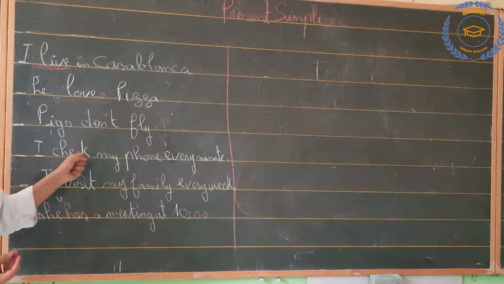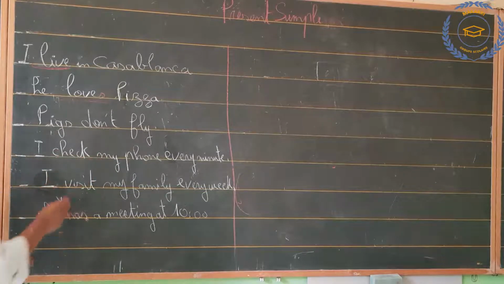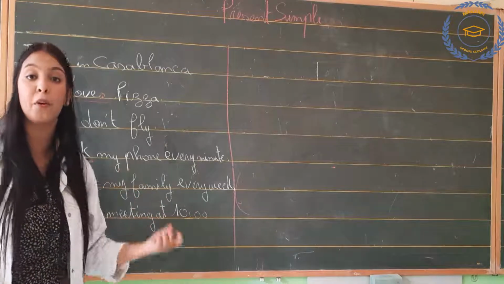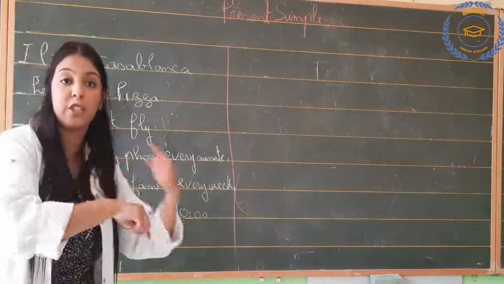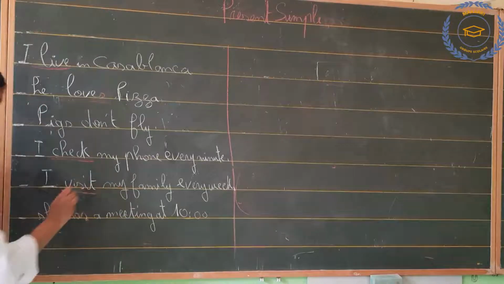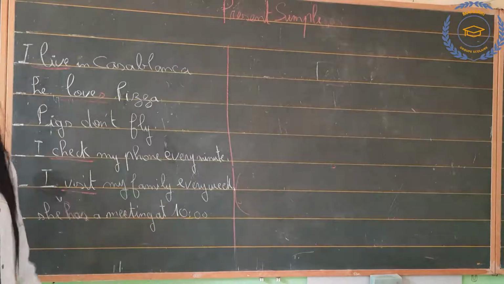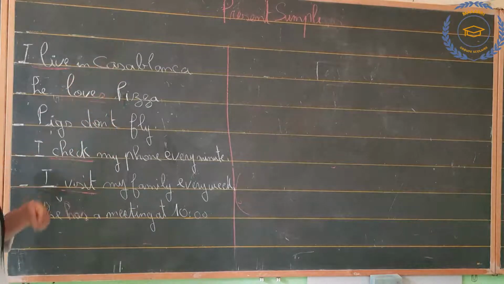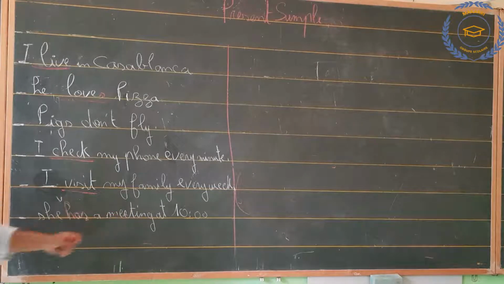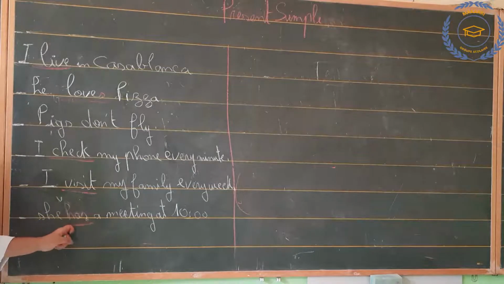I check my phone every minute. It's a habit. I check my phone every minute, in the present simple. I visit my family every week. It's a regular action. She has a meeting at 10 o'clock. We use it also to talk about schedules and programs. This is the verb have in the present simple.